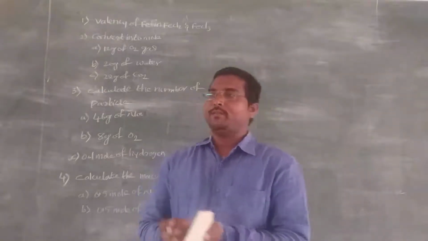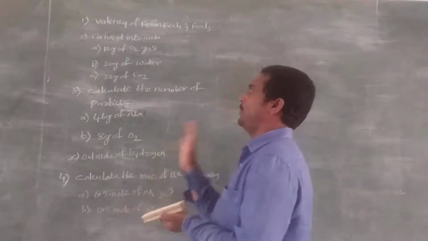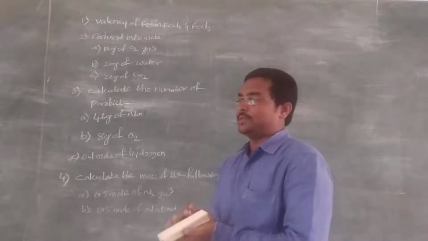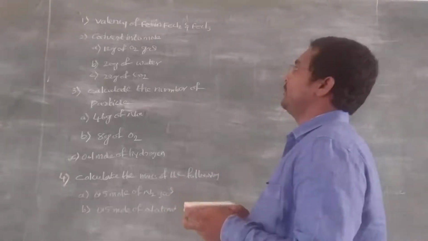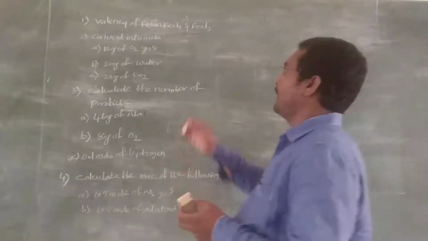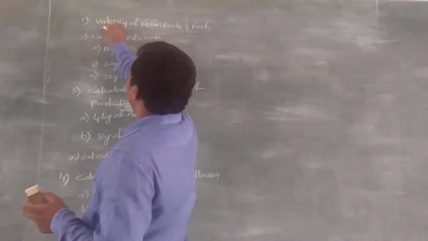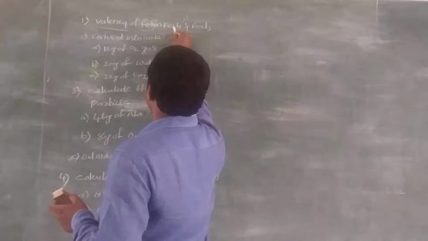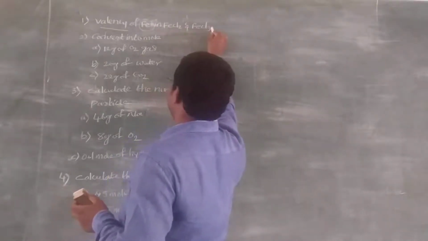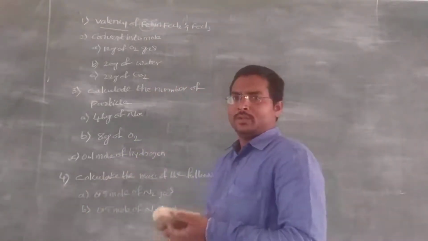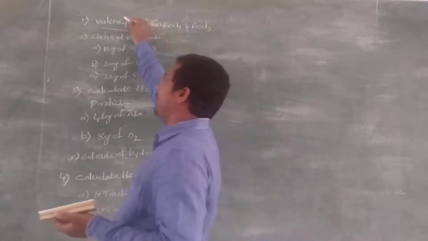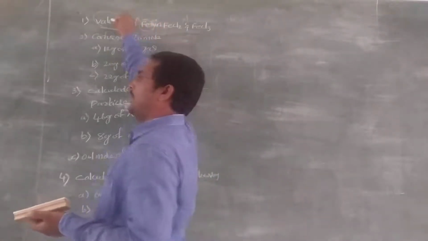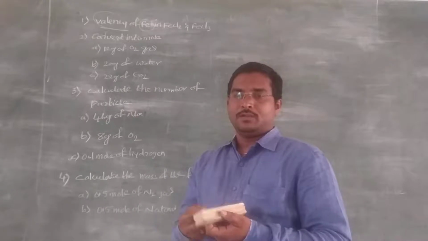Students, today we are going to discuss a few problems in the atoms and molecules chapter. See, the first one is the valency of iron in FeCl2 and FeCl3. Coming to the definition of valency, what is the valency here? So, note down, everyone.